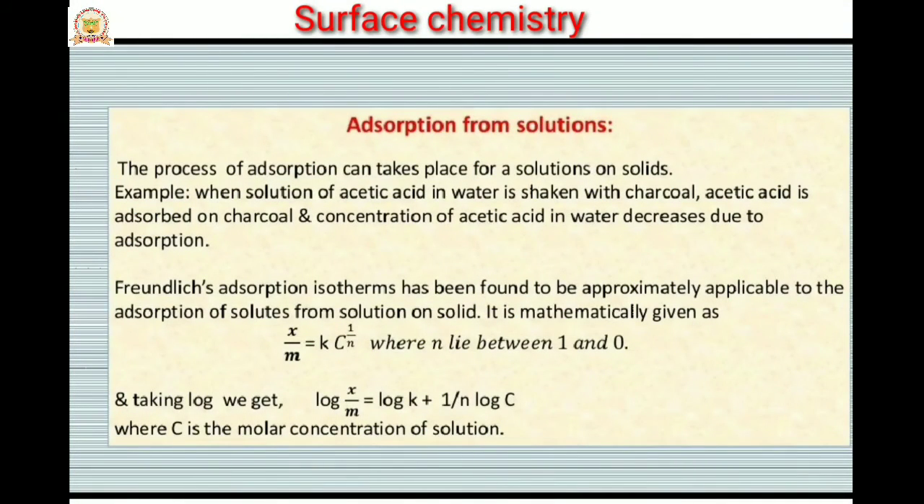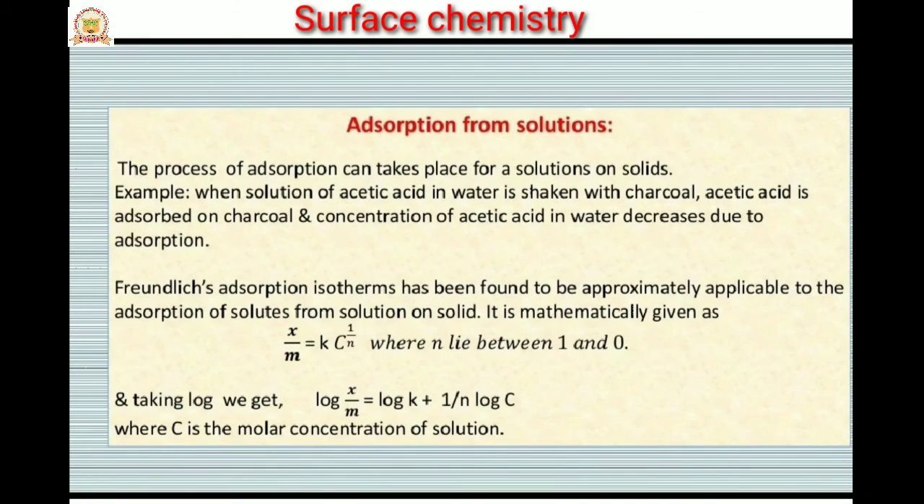Adsorption from solutions. The process of adsorption can take place for solutions on solids. For example, when a solution of acetic acid in water is shaken with charcoal, acetic acid is adsorbed on charcoal. Then the concentration of acetic acid in water decreases due to adsorption. According to Freundlich, the adsorption isotherm has been found to be approximately applicable to the adsorption of solute from solution on solids. Mathematically, it is given by x by m is equal to k into c raised to 1 by n.